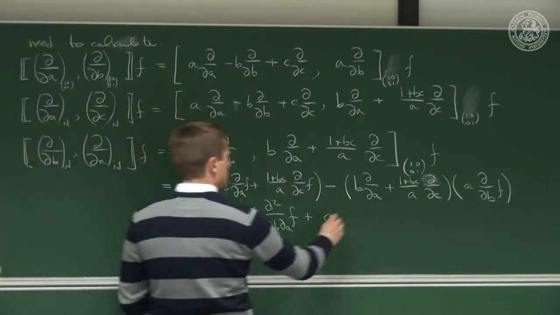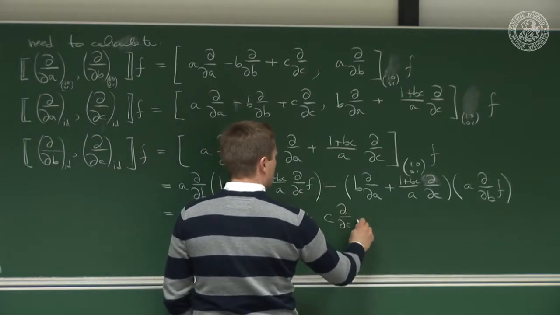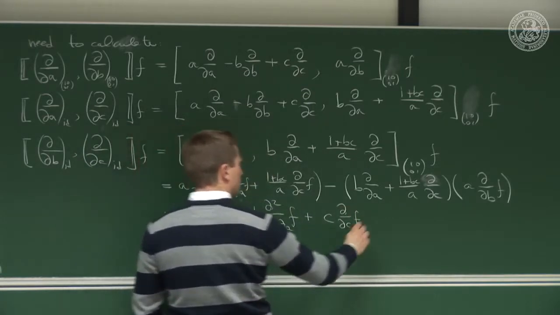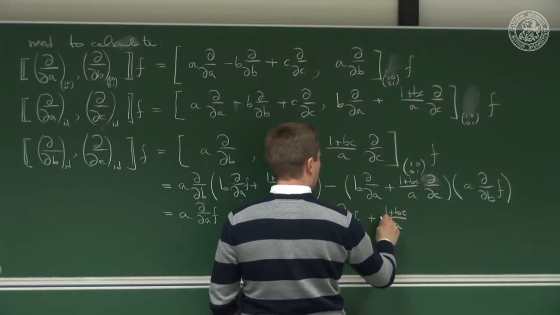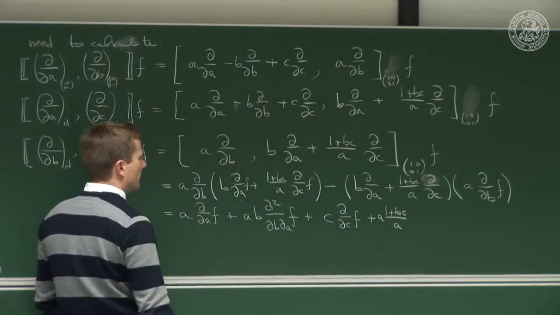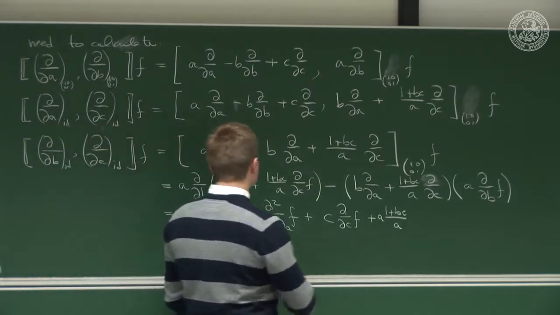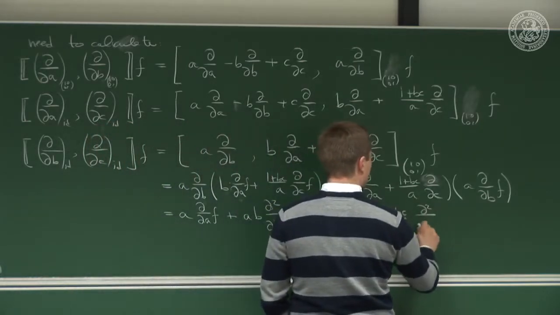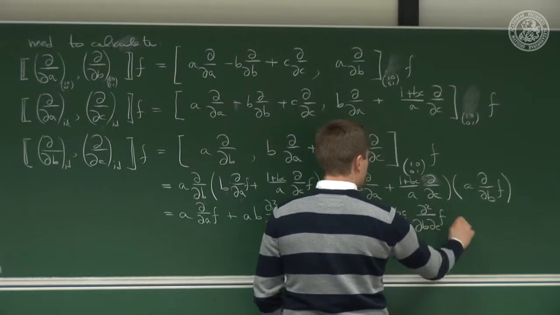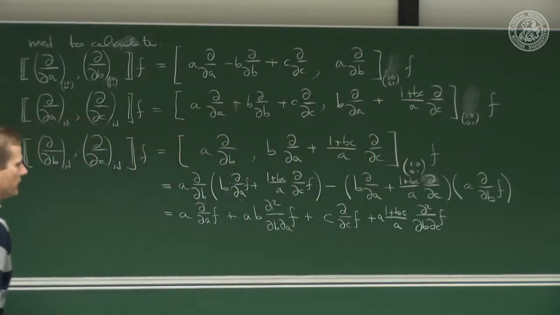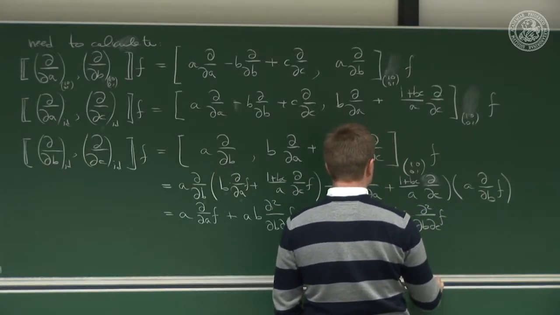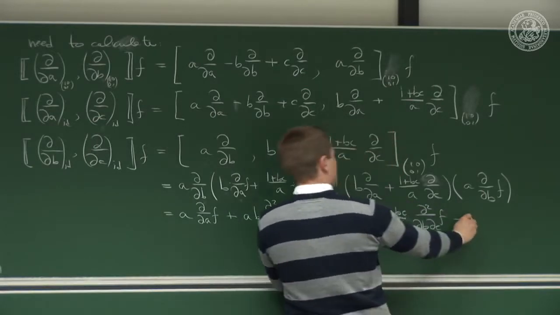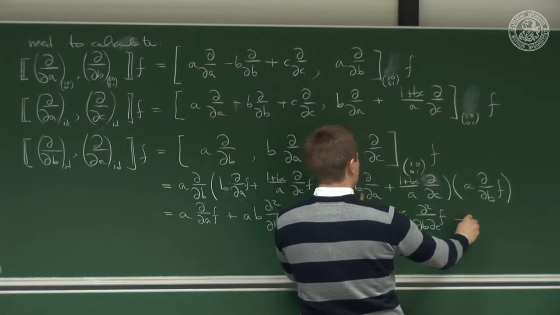That's right. A c, and then d by dc f. But now product rule, we have a term 1 plus bc over a times a from here. And now the second derivative, del 2, del b, del c acting on f. That's the first part of the bracket, and here the same procedure, of course, applies. It's the minus from here. Then you have the b.